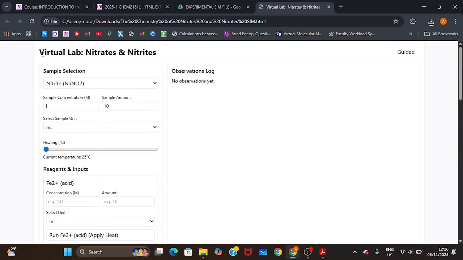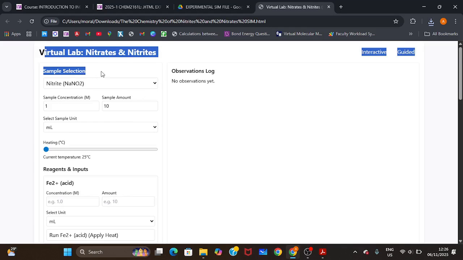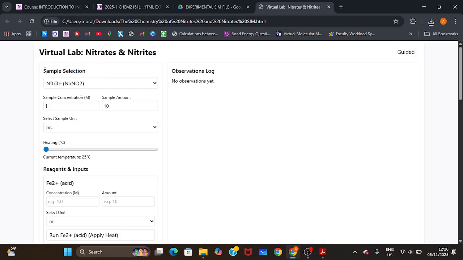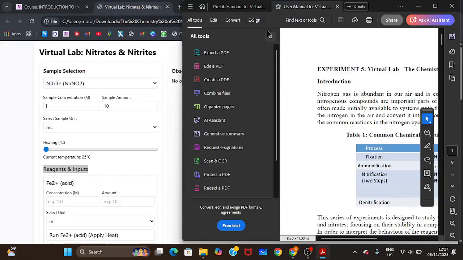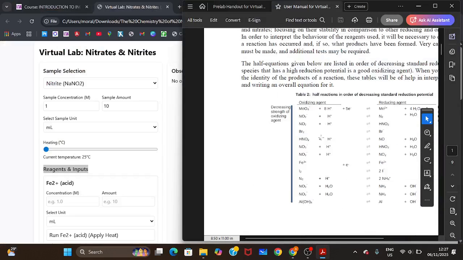For this particular simulation, it is divided into 2 main components. You have your sample selection and your reagent and inputs. Using these two, you will be required to get every single one of your observations. And to give you a good idea as to how you will use this simulation, you will need to access your user manual document.